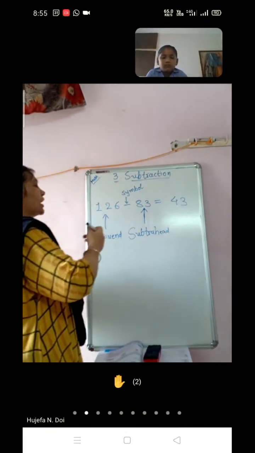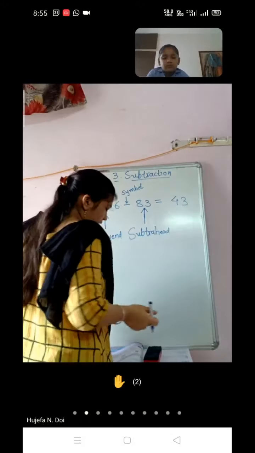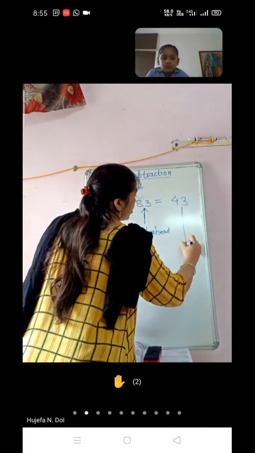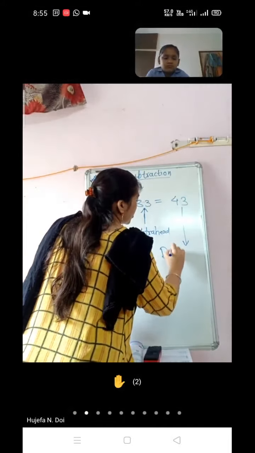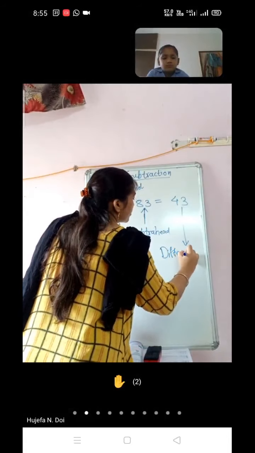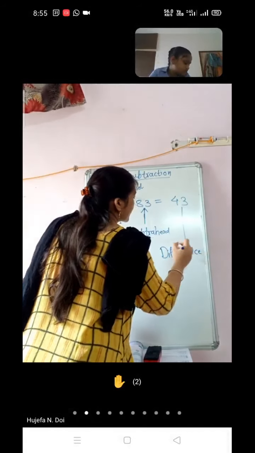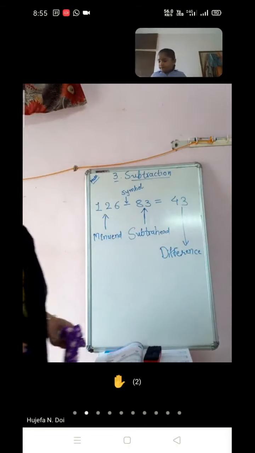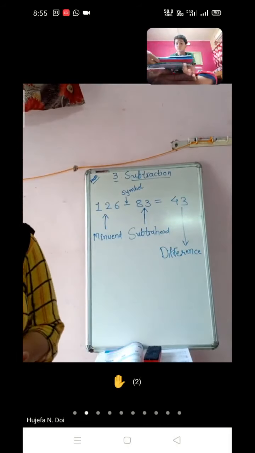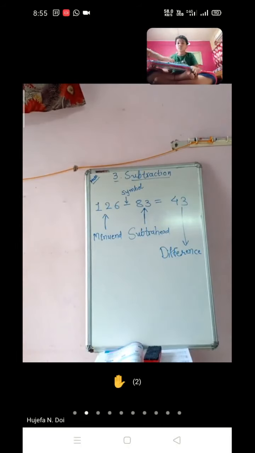This 83 is called the subtrahend, and when you get the answer, that is called the difference. That thing you already learned in class 2. ये already आप class 2 में सीख चुके हो.